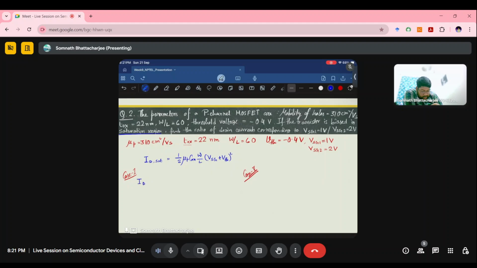So ID sat one. Sir, in the ID sat equation, is it VSG minus VTH? Or plus? This is plus, because the basic equation was VGS minus VTH. Yes, sir. So if we are reversing it, in place of VGS we write VSG and then, with VTH negative, the term becomes VSG plus VTH. VSG of 1 whole square will become 1, and we can write it like this.